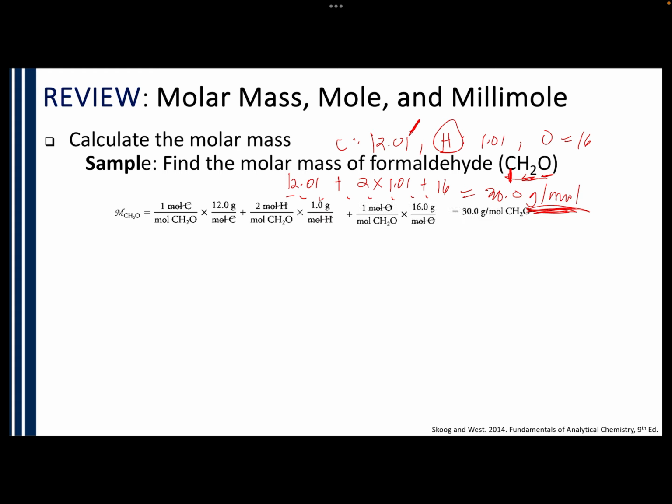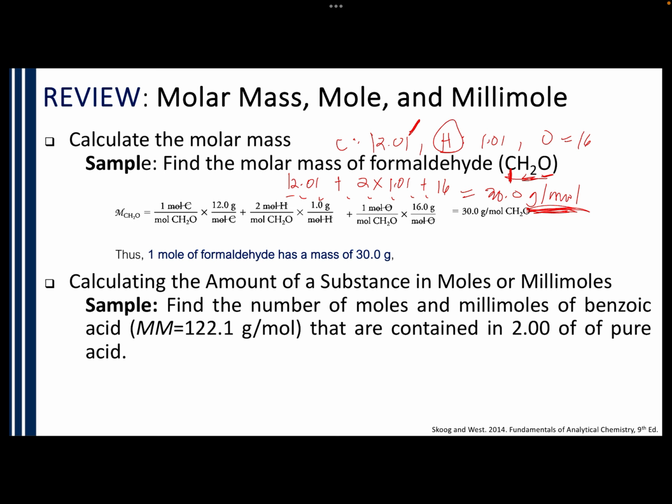So next example. Find the number of moles and millimoles of benzoic acid that are contained in 2.0 gram of pure acid. So for this one, we need to calculate the moles. And the moles we can get using the molar mass. So to calculate the moles, we will start with your given, which is the 2 gram, and then multiply by the molar mass to get mole.